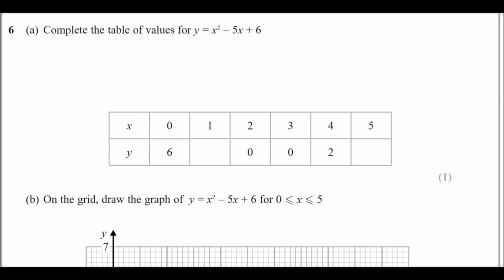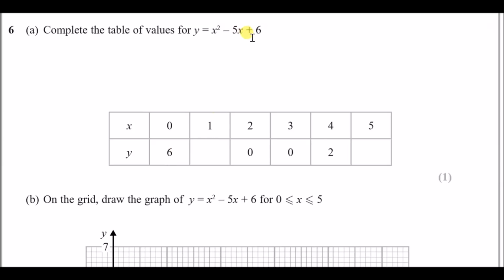Okay, question 6 now. Complete the table of values for y equals x squared minus 5x plus 6. Easy stuff. All you have to do is plug in the x values and get the corresponding y values. So for example, when the people who created this plugged in x equals 0, you get 0 squared, which is 0, minus 5 times 0, which is 0, plus 6, which is 6.